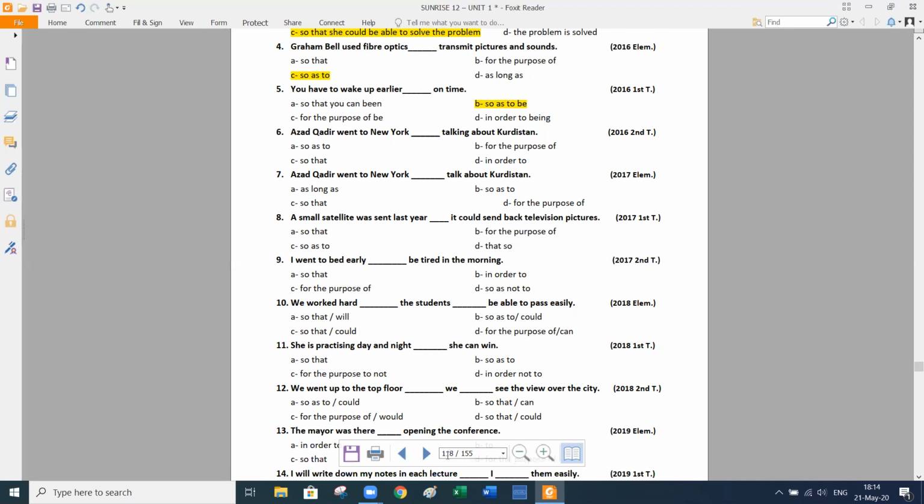Number 6, Azat Kadir went to New York, blank, talking about Kurdistan. So you can see ing here, and we have only one structure that uses the ing, and that's, you can see here, for the purpose of. So we have one choice only that uses the for the purpose of structure. So we choose it directly. Let's look at A, so as to talking, false, so that talking, false, in order to talking, false, yes.